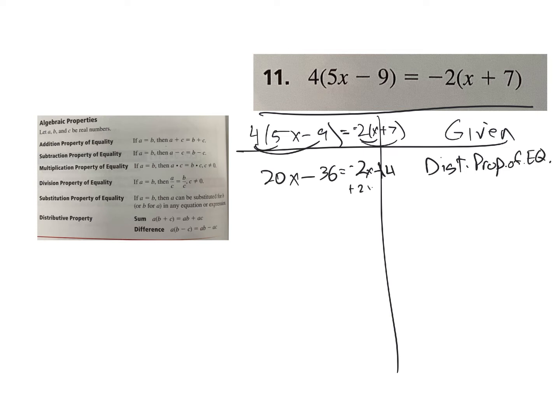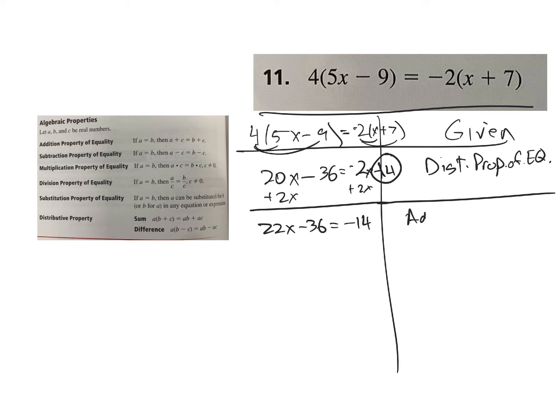I'm going to add 2x to both sides. I'm talking like this because I'm at a business. 22x minus 36 equals negative 14. Do not forget that minus sign on the 14. All right, so that's the addition property of equality.